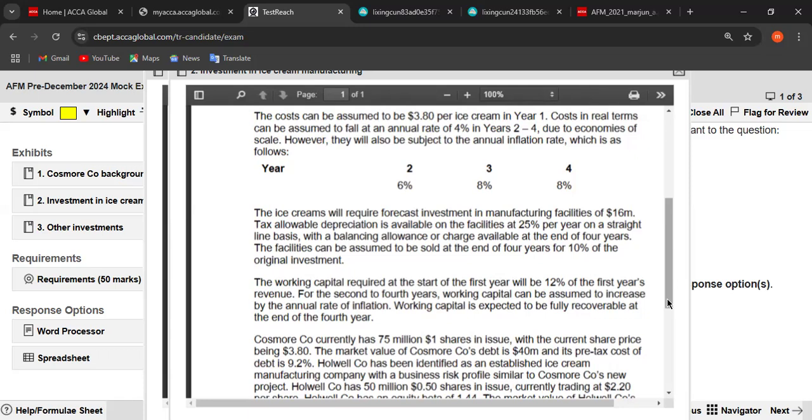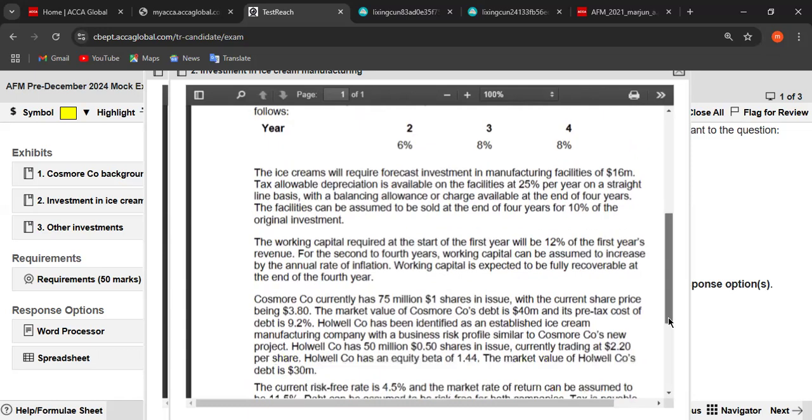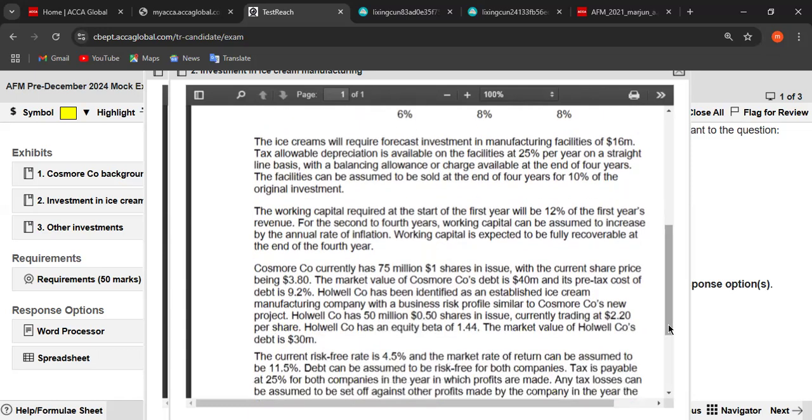Then C company has $75 million 1 shares in issue with the current share price was 3.8. The market value of the C company debt is 40 million and its pre-tax cost of debt is 9.2. Now H company has been identified as an established ice cream manufacturer company with the same business risk as C company's new project. H company has 50 million 0.50 shares in issue currently trading at 2.2. H company equity beta has been given 1.44 and the market value of debt is 30 million. So my question to you, Miss, is why examiner has provided you the H company in this question?